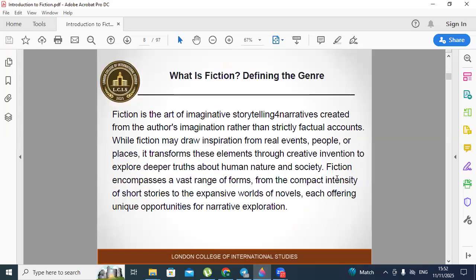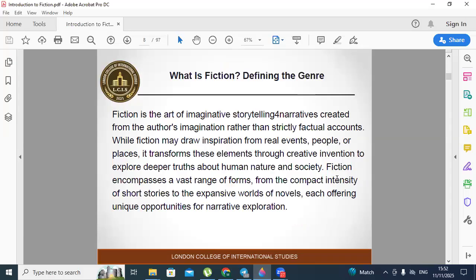What is fiction? Defining the genre. Now let's define our subject precisely. What is fiction? Fiction is the art of imaginative storytelling, narratives created from the author's imagination rather than strictly factual accounts. This doesn't mean fiction is lies or made up nonsense.